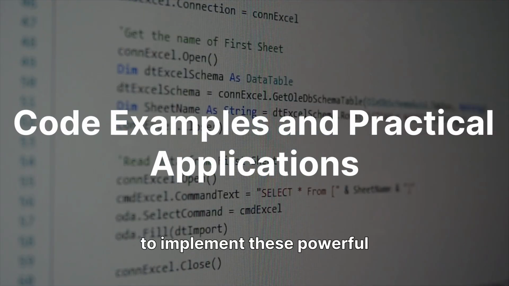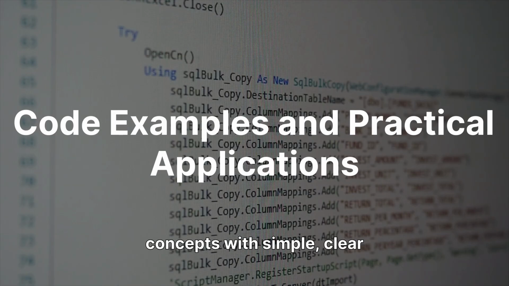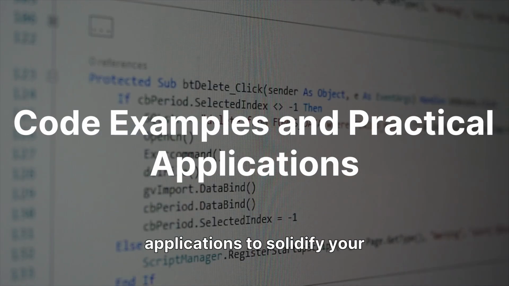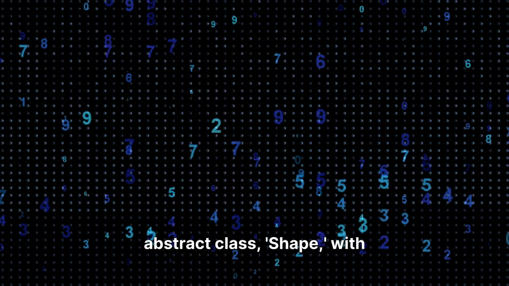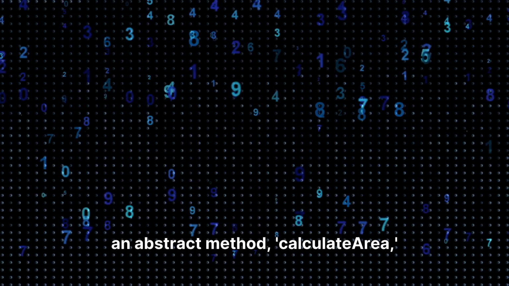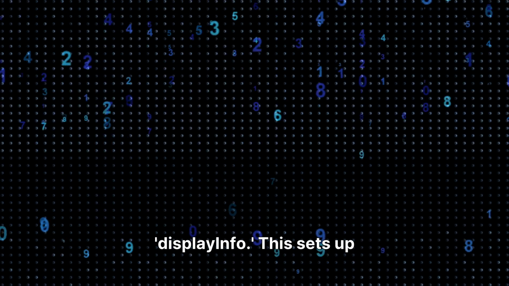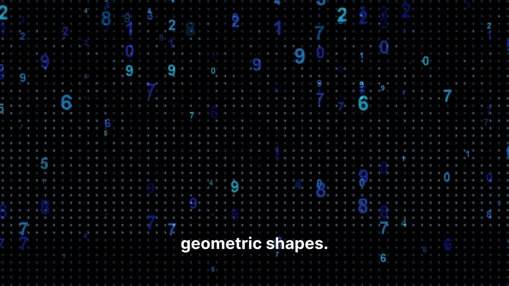Now, let's see how to implement these powerful concepts with simple, clear code examples. We'll walk through practical applications to solidify your understanding. First, we define an abstract class, Shape, with an abstract method, calculateArea, and a concrete method, displayInfo. This sets up a basic structure for geometric shapes.